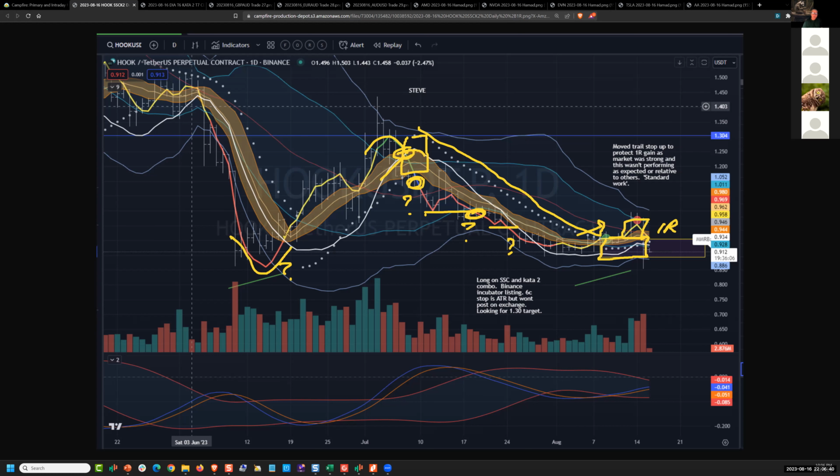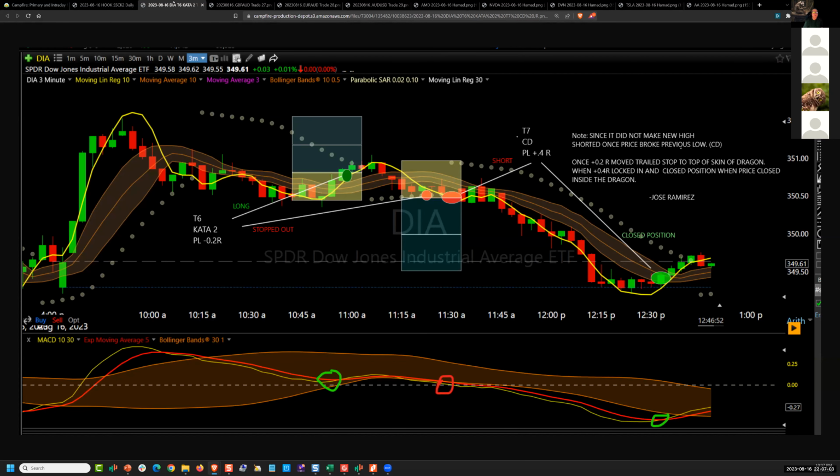Bottoms out, RLXD, dragon rolls up, PSAR flip. Either go to the belly of the dragon or all the way down here. Get out here. Re-enter here. Span of control. Jose?